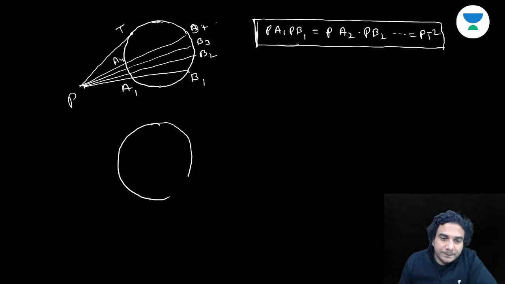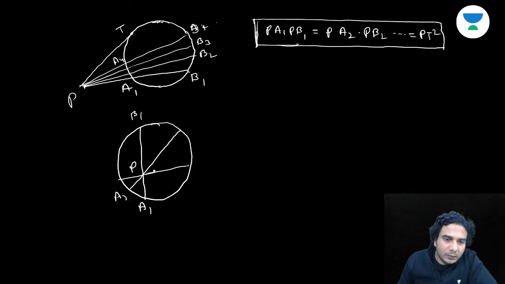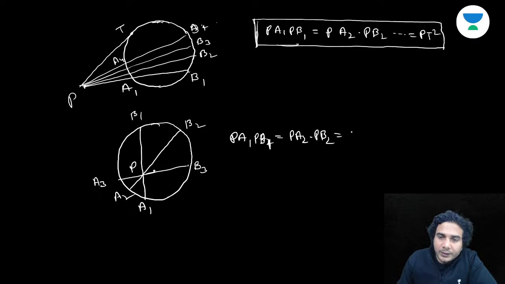If the point is inside, P, then the line will be like this, a chord, right, passing through. So any chord passing through this point will also follow the same relation. So this is P, this is A1 B1, this is A2 B2, and this is A3 B3. All right. So PA1 into PB1, sorry, PA2 into PB2 is equal to PA3 into PB3. Okay, so this is also valid for a point inside the circle.